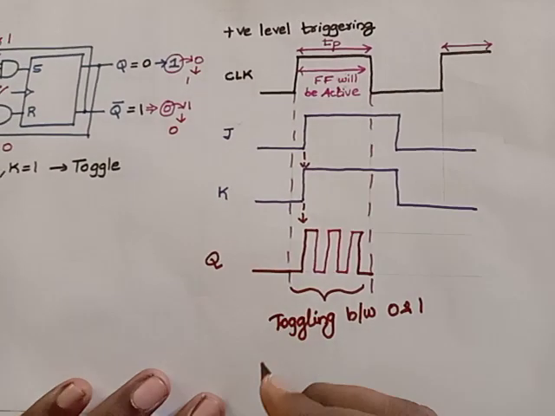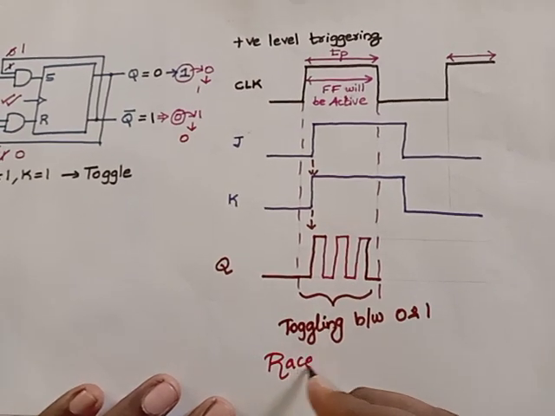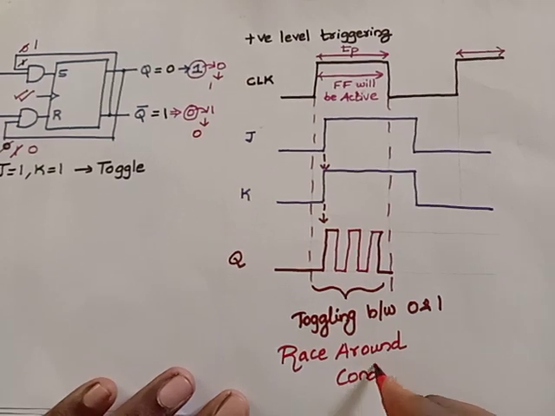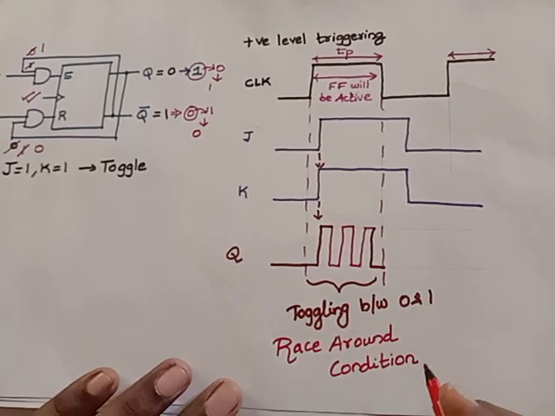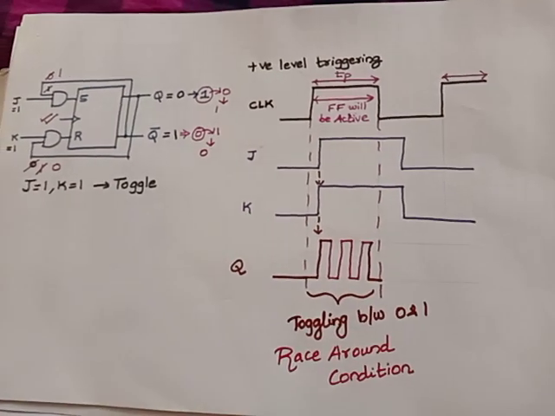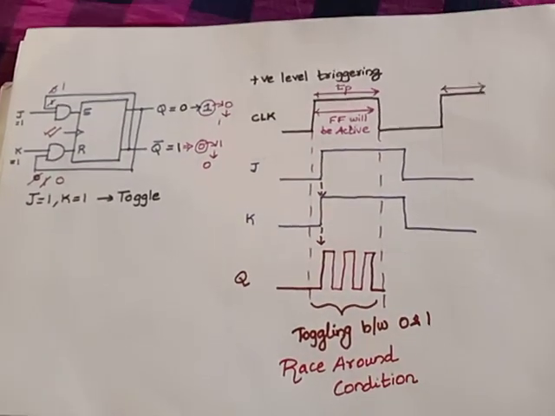This problem we call the race around condition. That means it is racing around two values, so we'll call it race around condition in this case. Now what is the problem of this? The uncertainty. We do not know what the output value is.